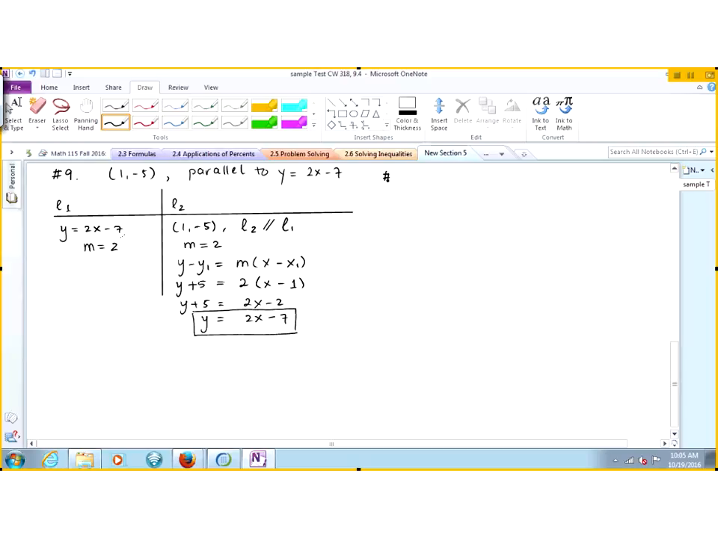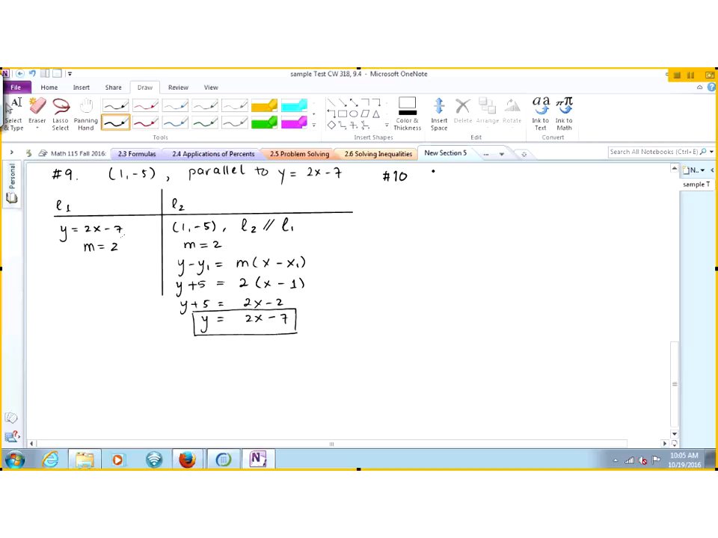Okay, good. Now, number 10. Let's see. I think this one should say not 1 comma negative 5, but 1 comma negative 6 or 1 comma negative 7. Then that would be different. Yeah. But anyway, it doesn't matter.